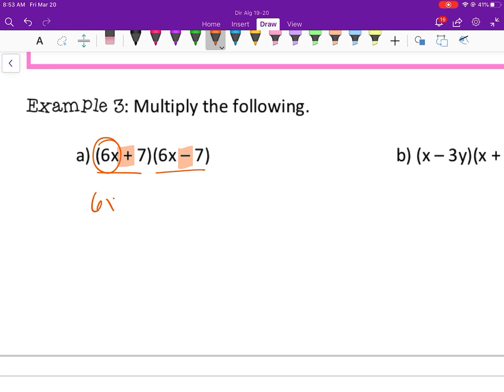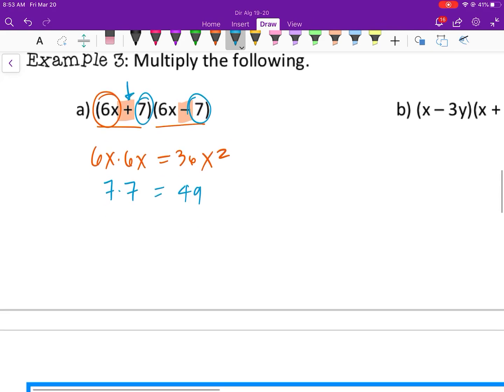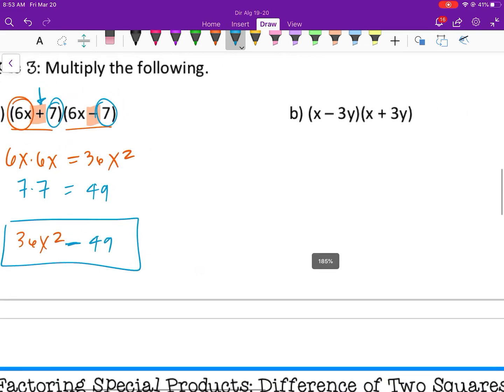So I'm going to take my first thing and square it. Well, 6x times by itself, we get 36, not 12, 36x squared. And then my 7 times itself, 7 squared, I get 49. I just need to subtract in between. So 36x squared minus 49.